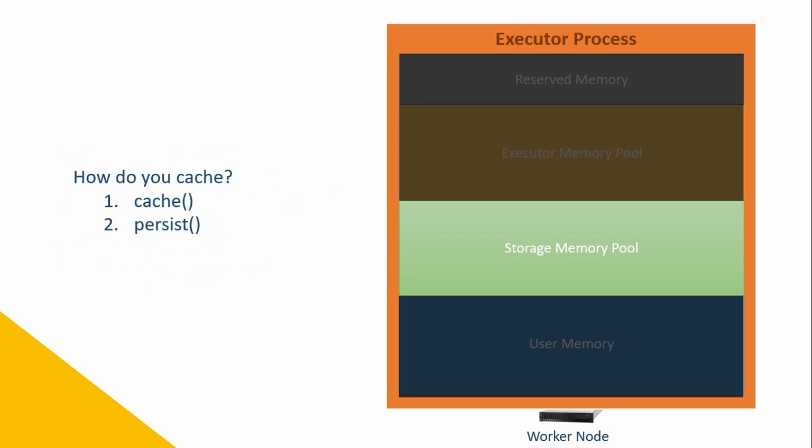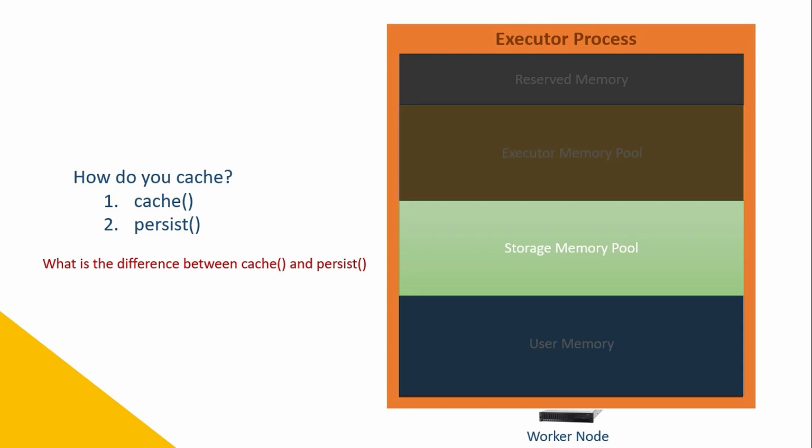How do we cache a data frame in the executor storage pool? Well, we have two methods for doing it, cache method and persist method. I'll show you how to use them in a minute. But before that, I wanted to talk about the difference between these two. So the question is this: what is the difference between cache and persist? Both of these methods will cache your data frame in the executor storage pool. At a high level, they are the same because they do the same thing, cache the data frame. But there is a slight difference.